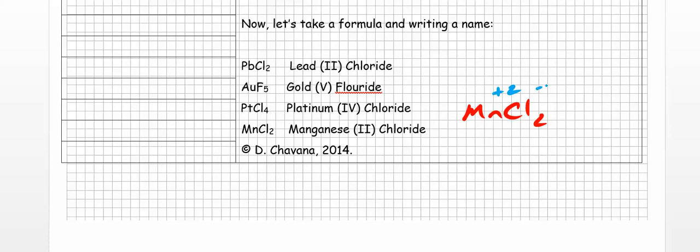Chlorine was a -1 because it's in the 17th column, right? It's in the 17th column. So we now know what the charge is. It's 2. So we're going to write as the name manganese, Roman numeral 2, chloride, just like that. And that completes our naming of ionic compounds that contain transition metals. Okay, hope that makes sense. All right, let's move on.